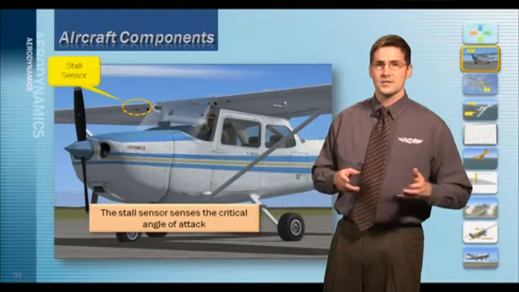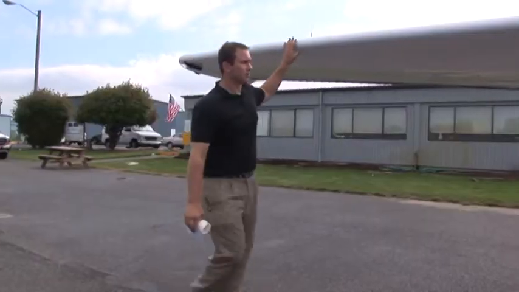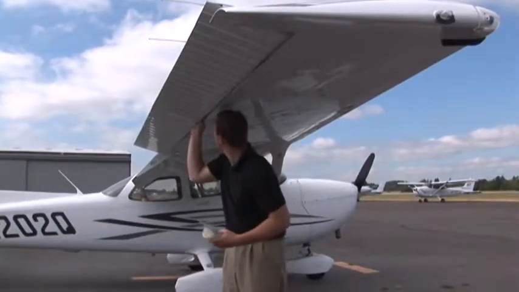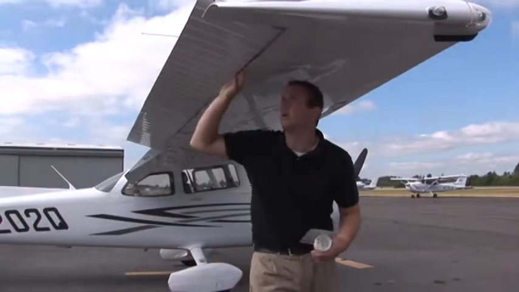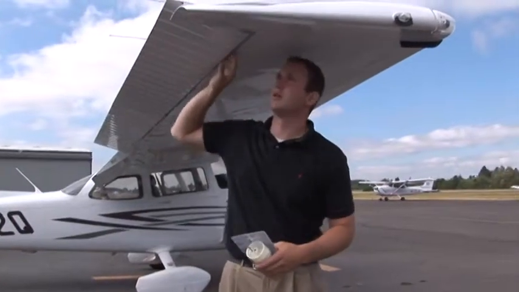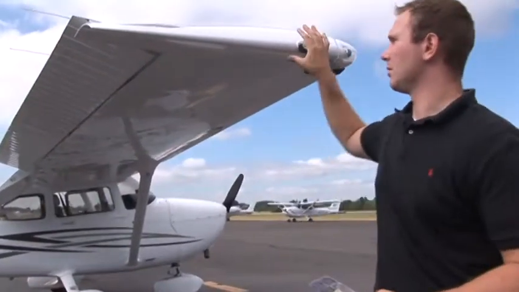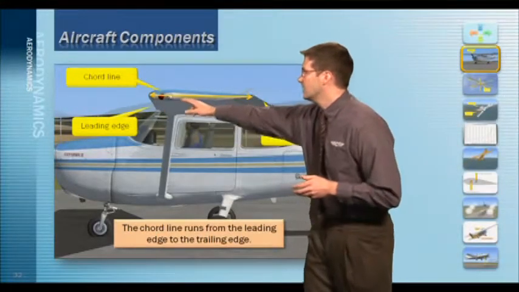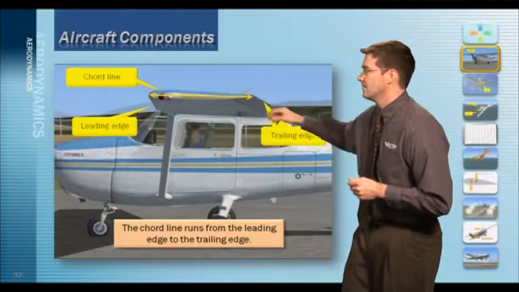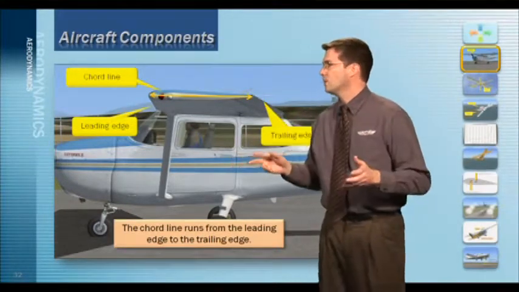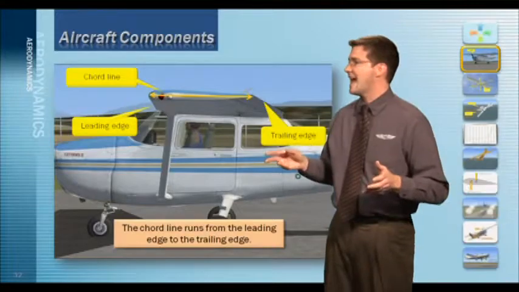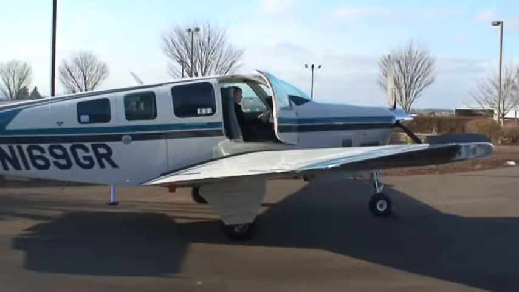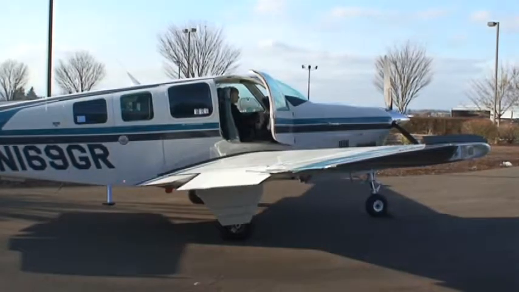The front of the wing is called the leading edge because it leads the plane into the air. The back of the wing is called the trailing edge. The chord line is an imaginary line that runs from the leading edge to the trailing edge of the wing right through the center of the wing. You can see that right here. That's called the chord line. I'll use this term chord line when discussing concepts like angle of attack a little bit later on in this lesson.